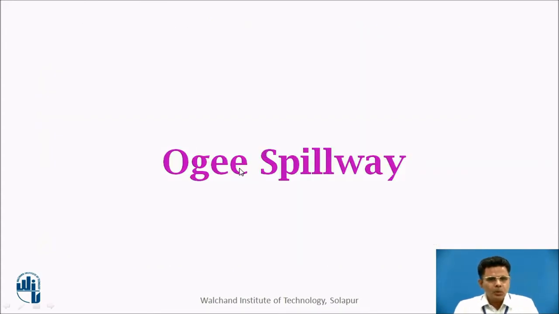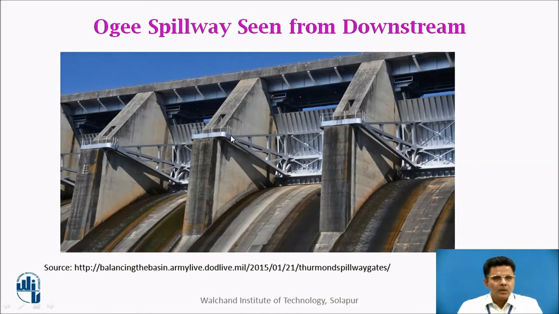Now, we will come to one of the important spillways, that is the Ogi spillway. The Ogi spillway looks like this from the downstream side. This spillway is provided in an S shape, it means its profile has an S shape. Here there are piers, and in between piers we find that tainter gates are mounted. These tainter gates can be lifted up in this way, and water will flow over this spillway crest. Rather, it will glide over this spillway crest, what we can say.